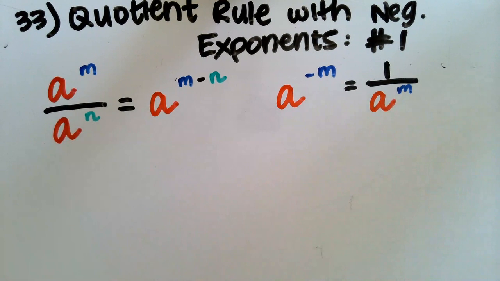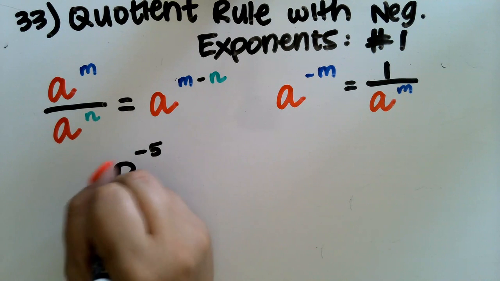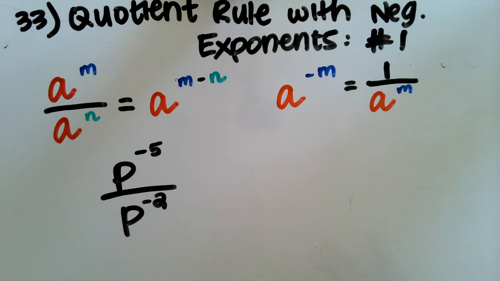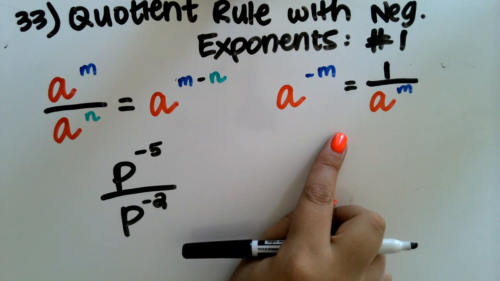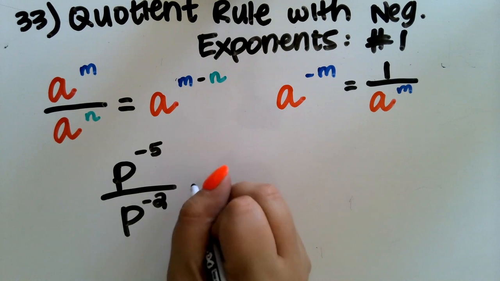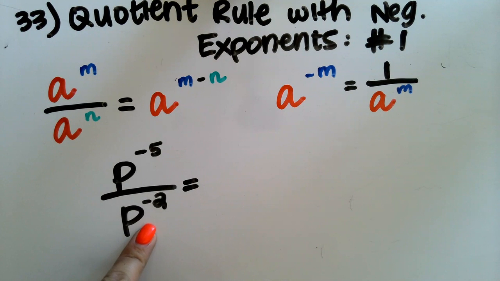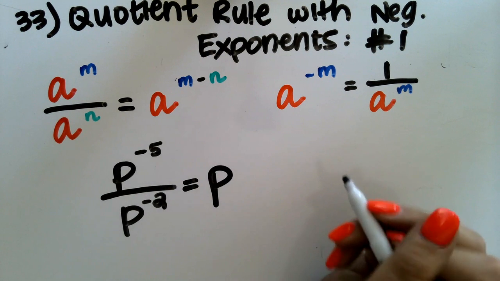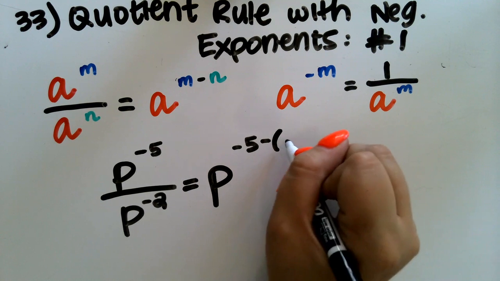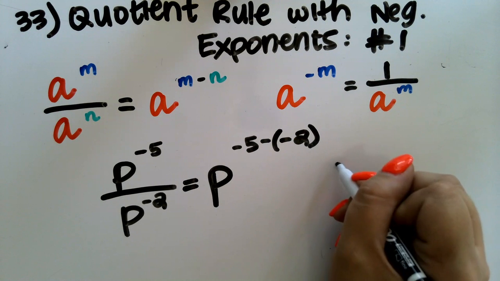So let's go ahead and jump in there. Our next one is p to the negative 5th over p to the negative 2nd. Again, we can always start with using that negative exponent rule, but it's just going to make life a lot harder for you. So let's go ahead and use our quotient rule first. We know that p to the negative 5th over p to the negative 2nd is the same thing as p to the negative 5th minus, remember to use those parentheses, that denominator exponent of negative 2, okay?